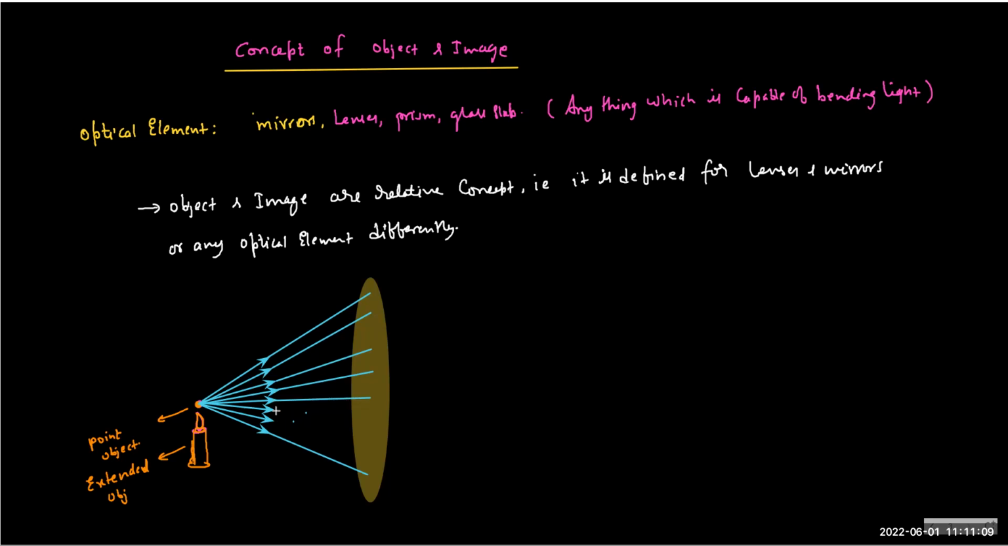So these rays are emerging from the peak of the flame. Yes, the light rays are coming out of this flame. Now these light rays are called incident rays for the lens, right? What do you call? Incident. These all are called incident rays.